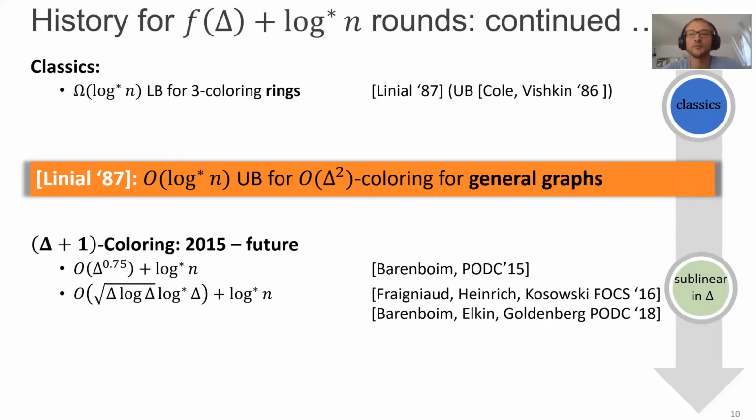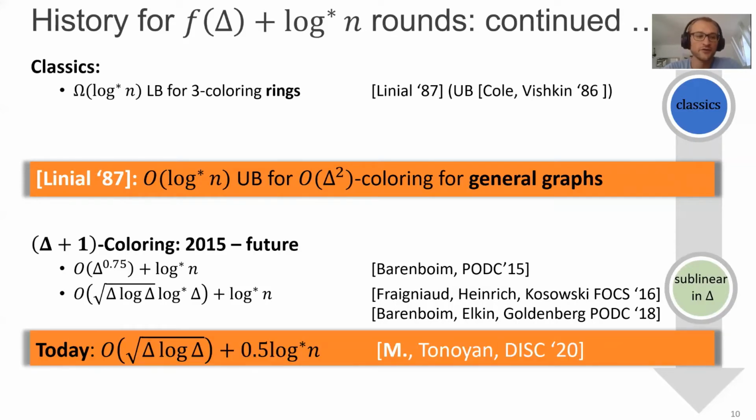because in 2015, Barenboim got a sublinear in delta algorithm with a runtime of delta to the 3/4. And this was later improved by Fraigniaud, Heinrich, and Kosowski, who roughly got a square root delta algorithm. And now in this paper, we improved this runtime a little bit more by also getting a roughly square root delta algorithm. So you can see the runtime improvement that we get here is only this, we get rid of this log star delta term.